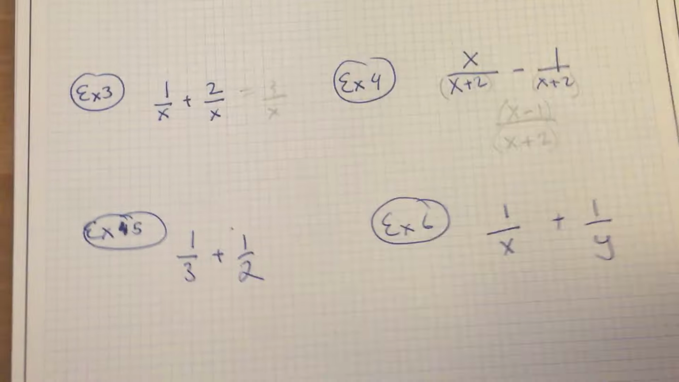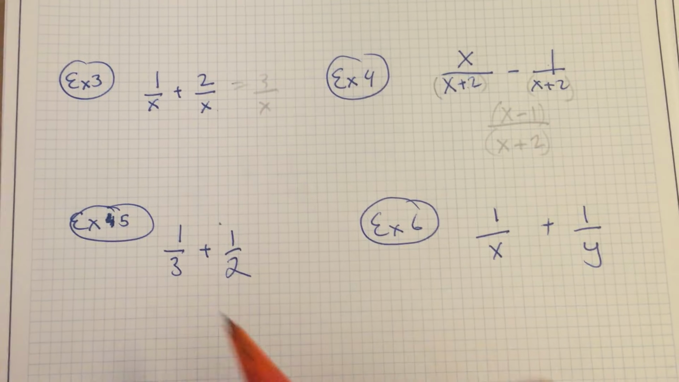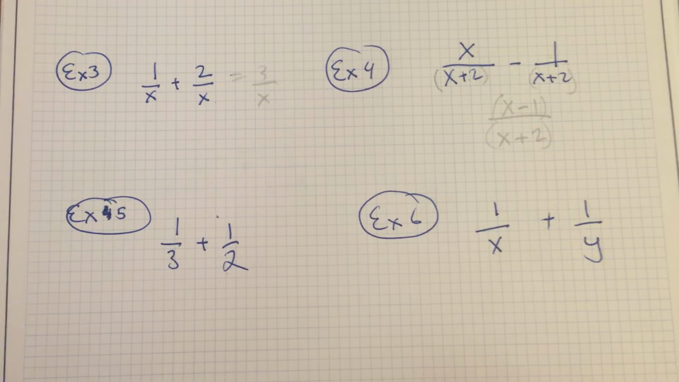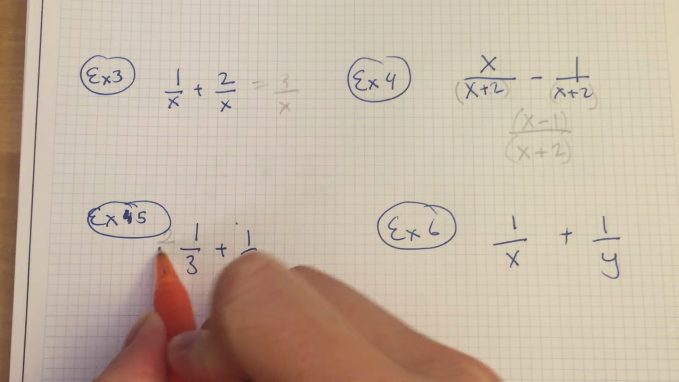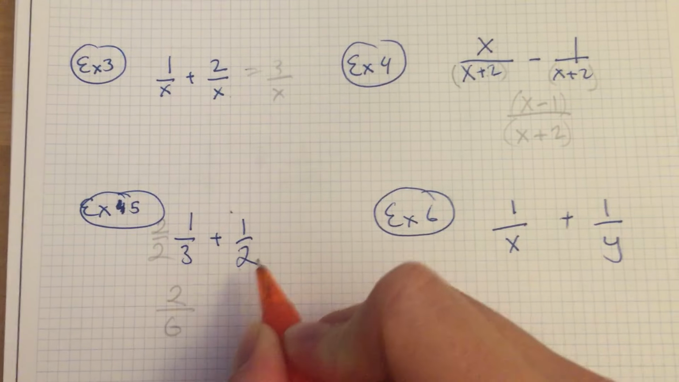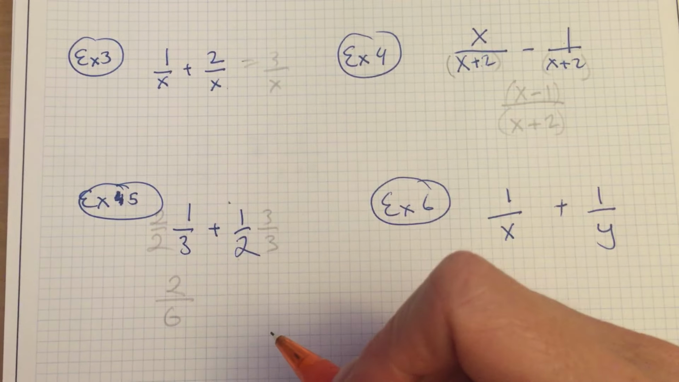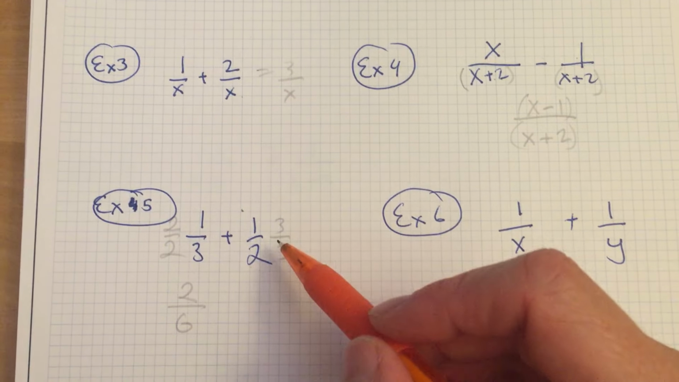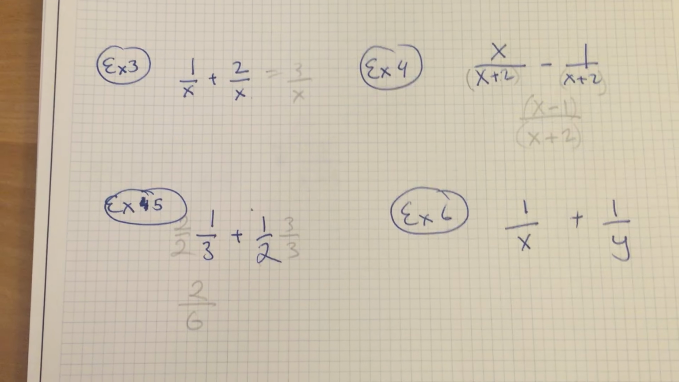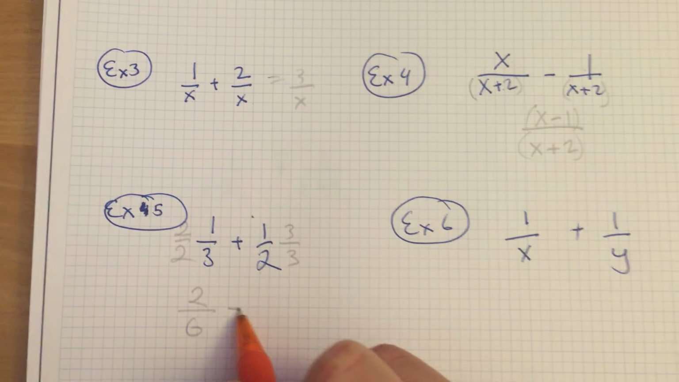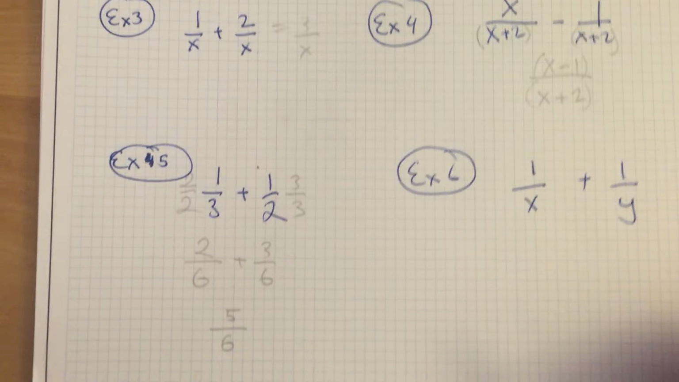Okay, looking at example 5 and 6. Again, a very simple example. With 3 and 2, there's no way to add these together without changing the denominator. This one is missing the 2, so 2 over 2, so this will be 2 over 6. This is missing a 3, so multiply by 3 over 1. Again, I'm stating things you should already know: you multiply any number by 1, it's not changing the value. So plus 3 over 6, add them together, you get 5 over 6.